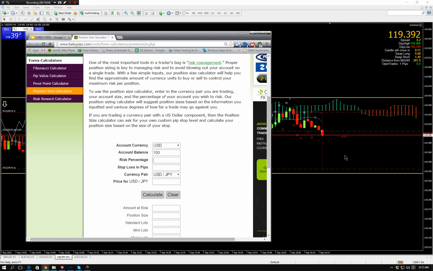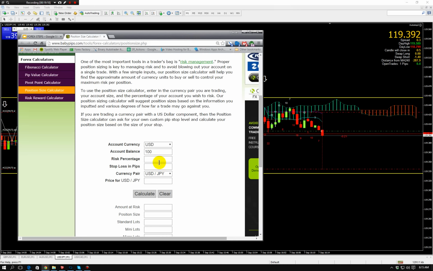This is not live, guys. Do not mimic my trades right now. I'm just showing the process you need to go through for each trade. Risk percentage. Let's do a 5%. Stop loss in pips was 3.